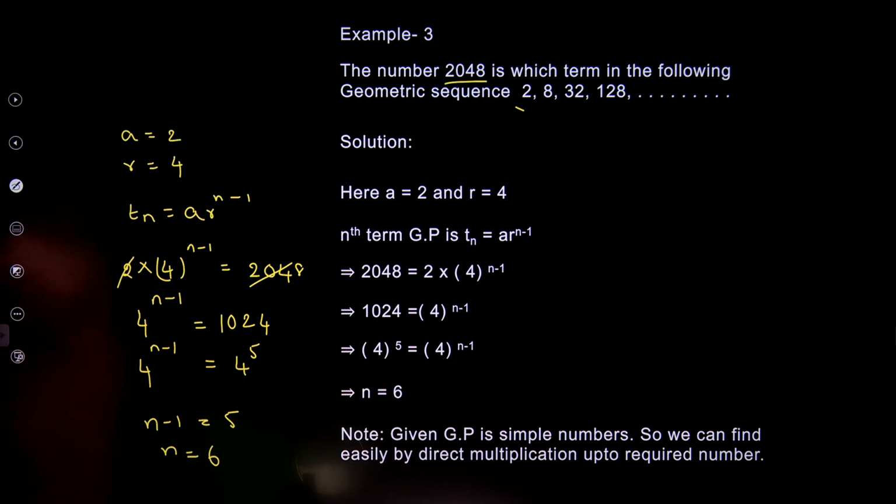What is the series? 2, 8, 32, 128 and so on. In this a value is 2 and r equal to 8 by 2, that is 4. Then the nth term formula is Tn equal to a r power n minus 1. Substitute a and r value in that equation, and we will get the n value.